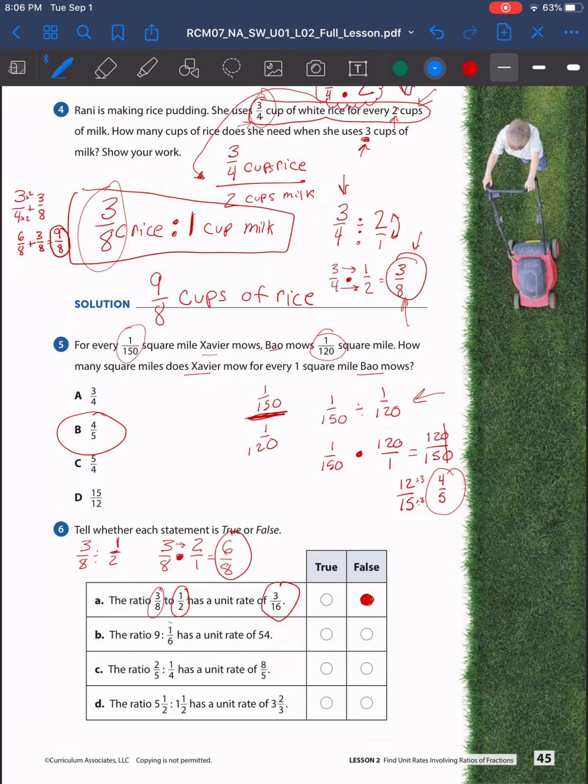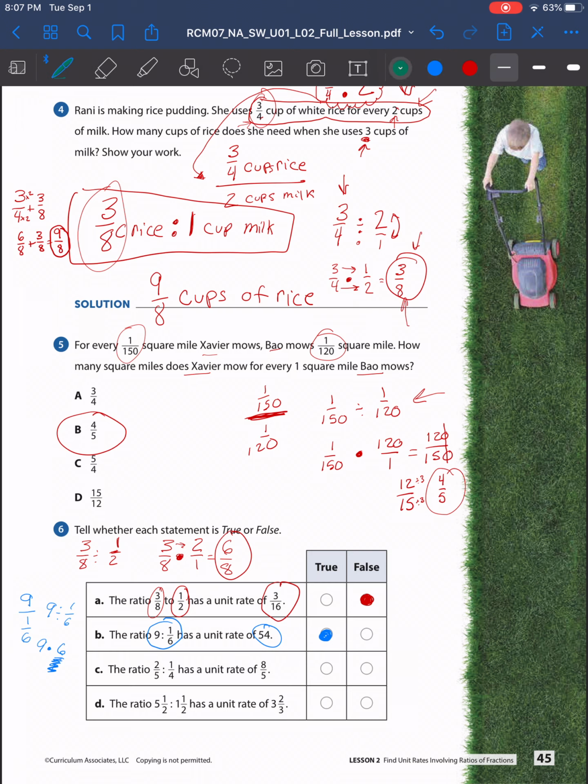Okay, so first I want to make this into a fraction. Just put the 9 on top. Put the 1/6 on the bottom. How do I divide fractions? Well, I rewrite them. This is going to be 9 divided by 1/6. I skip it, I flip it, and I multiply. So it's going to be 9 times 6 over 1. 6 over 1 is the same thing as just 6. And 9 times 6 is 54. So does it work? Did I get a unit rate of 54? Yes, I did. So we're going to say true.